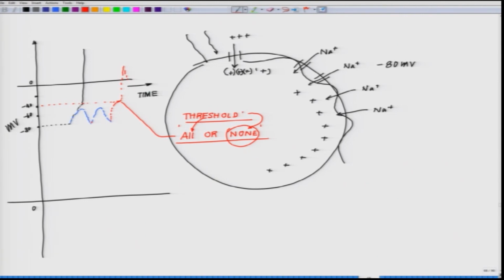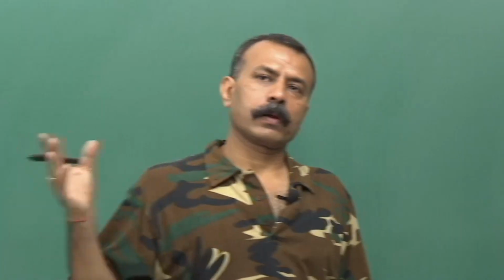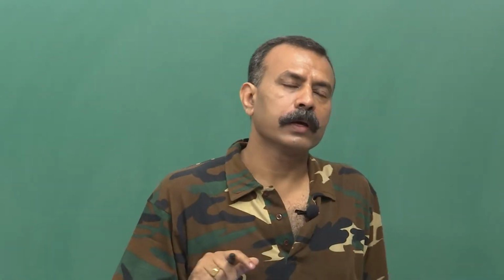If it reaches, and if it does not reach the threshold, it is none. If it reaches the threshold, it will be all. All these positives will open. So, once all these positives open, inside it will be all positive now. Now, there are two kinds of positive charges inside. You have a huge flux of sodium and you have a huge flux of potassium inside.